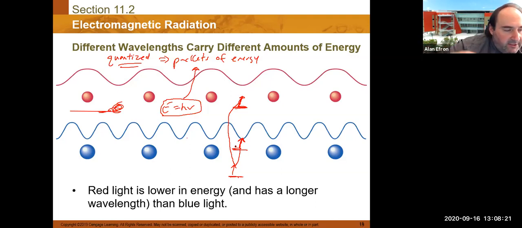So as electrons transition from one energy level to the next, that is what is known as quantized energy, which means they either absorb enough energy to go from one energy level to the next, or as they come back down, they have to release enough energy to go from one energy level to the next.